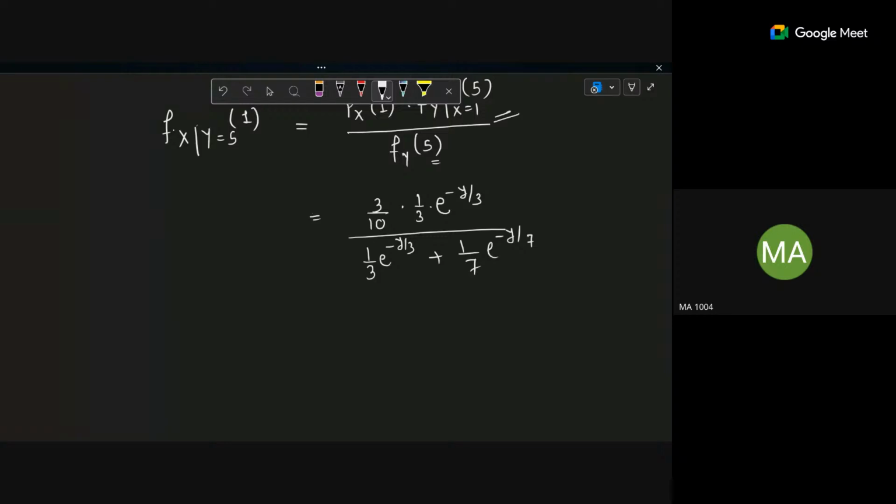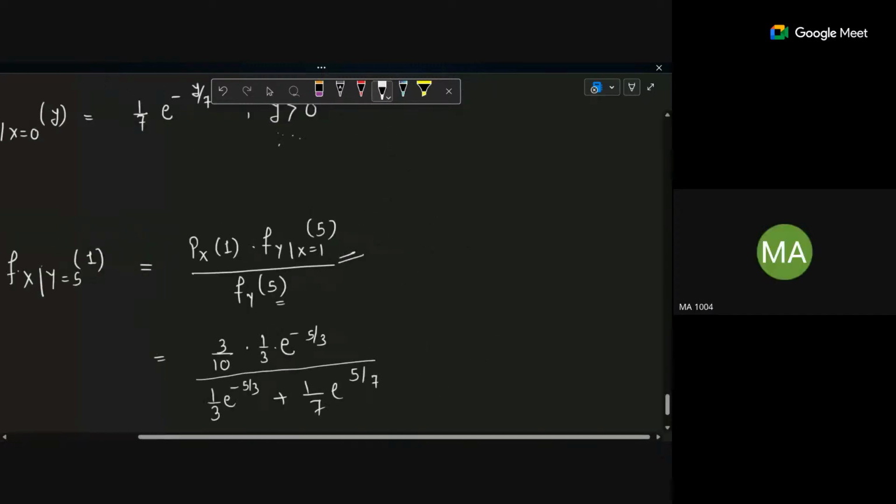This y is given to us, so why are we writing y there? Yes, that's 5 here. And will it not be multiplied by 3 by 10 and 7 by 10, the below one part? Yeah, it should be. Just check it. Yes, ma'am, it should multiply.